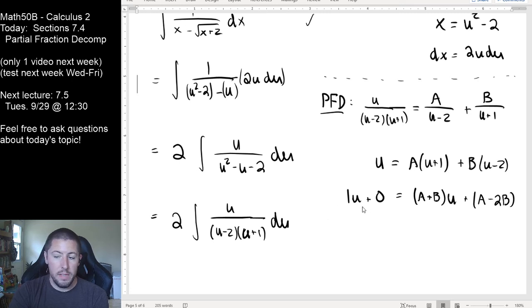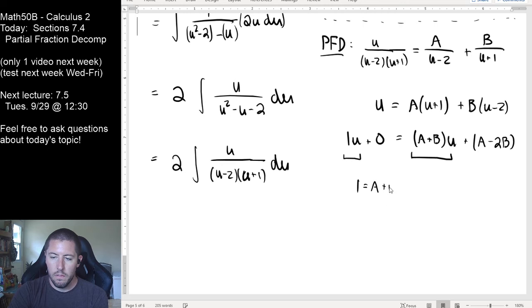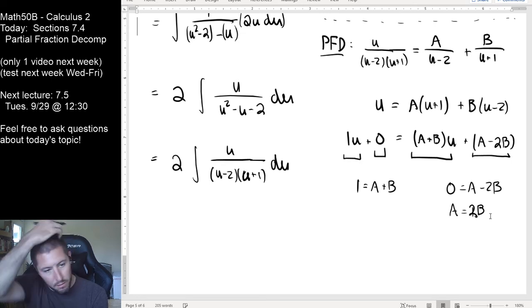So this allows me to do my solve by grouping here. I know that my u stuff needs to match my u stuff. I know that my constant stuff is going to match my constant stuff. I'm going to start solving the equation that seems most helpful for me to start solving.